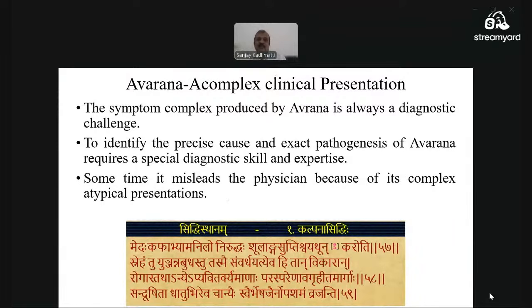avitarkyamanaha. That is why, while treating a disease, if you do illogical understanding, avitarkyamanaha, parasparena avagrihitamargah, sandushita dhatubhireva cha anyaih svabheshajyet na upashamam vrajanti. The treatment will be a failure. Even though you are giving the right medicine, the treatment will fail because your diagnosis was wrong. You didn't see the avarana here.